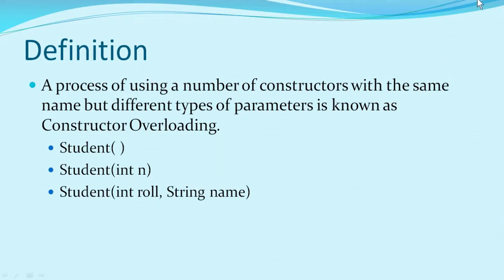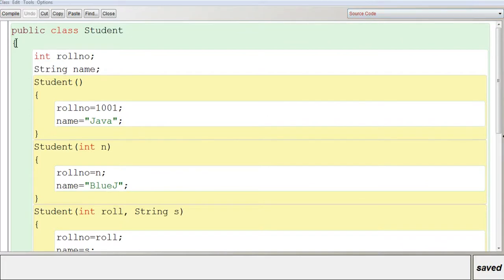You will see it in BlueJ. I created a class called student. In that I have two instance variables, or you can say data members. One is integer type, roll number, and the name is of string type. So two data members have been created.